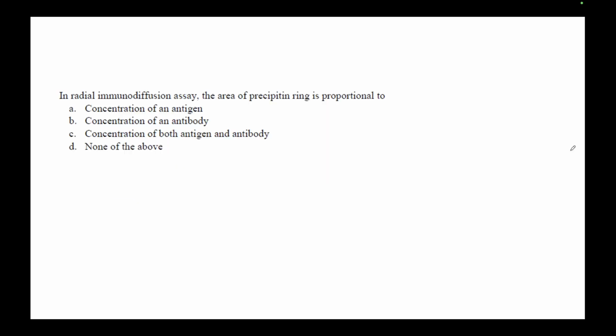So let's go through the question answer. In a radial immunodiffusion assay, the area of the precipitin ring is proportional to... Okay, the first graph that I have shown, it is proportional to what?